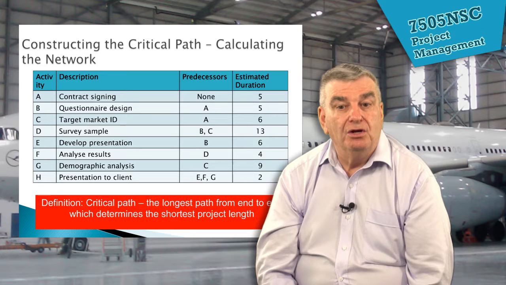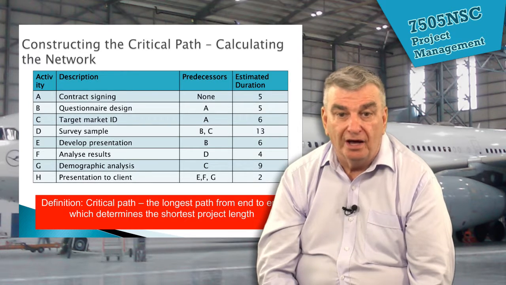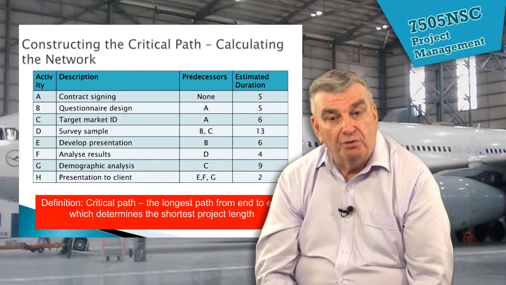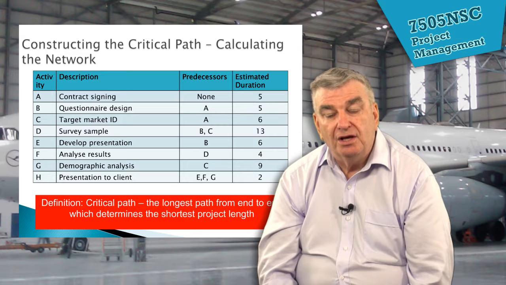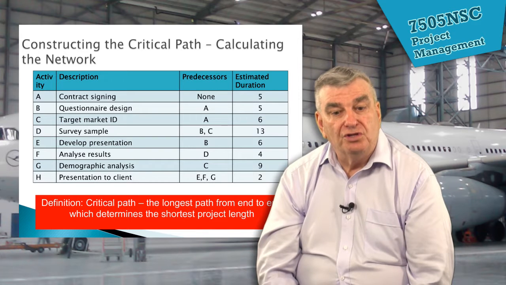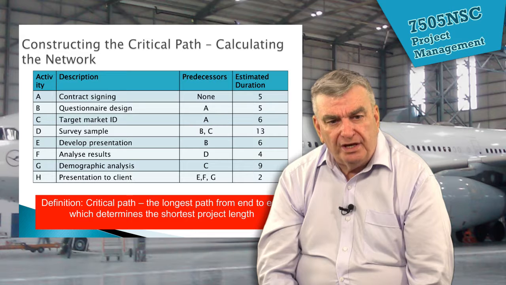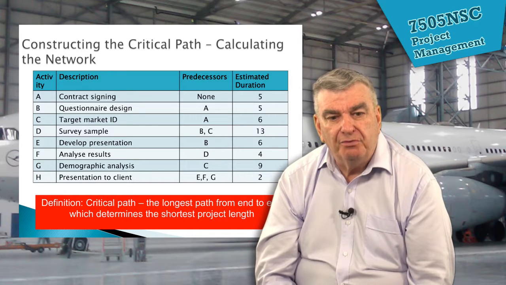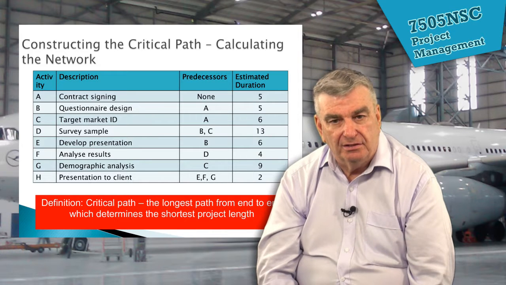Just as I said, you can't put on the roof before you put up the walls. You can't put up the walls until you've got a floor or a foundation. That's what we mean by predecessors. And here we've got the estimated duration, and this one could have been calculated using the formula of the previous slide. And now we come up against the definition of the critical path. It's the longest path from end to end which determines the shortest project length.